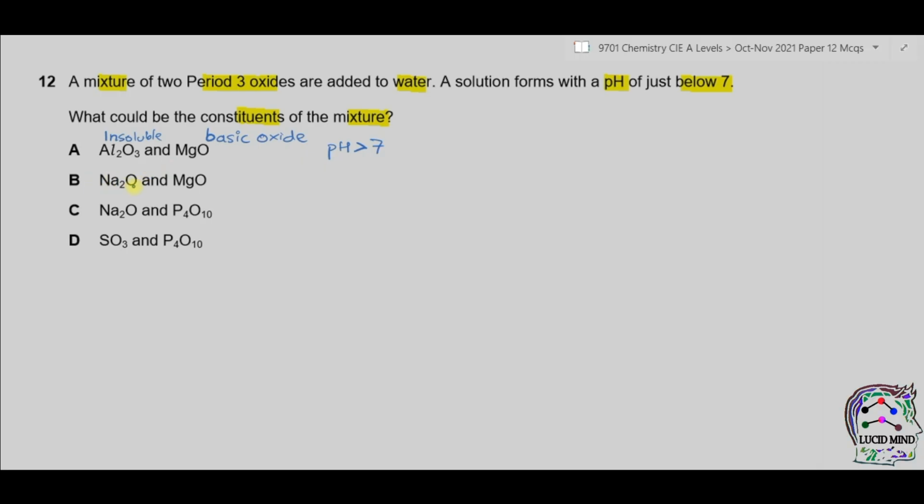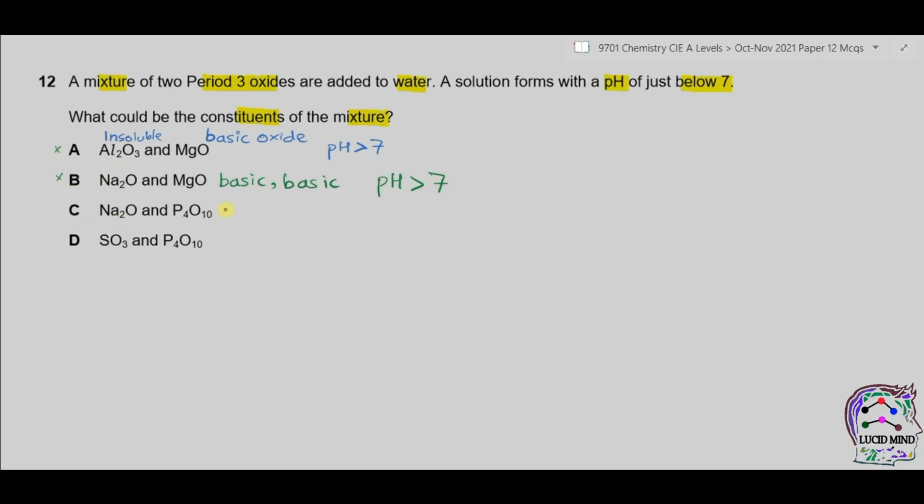In part B, we have sodium oxide. Again, this is a metal oxide and highly soluble. It is basic. Magnesium oxide is also basic. So again, pH will be more than 7. It says this pH should be just below 7. So therefore, A and B both are incorrect.